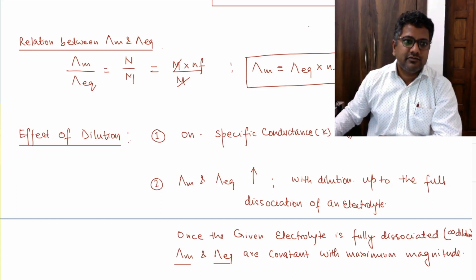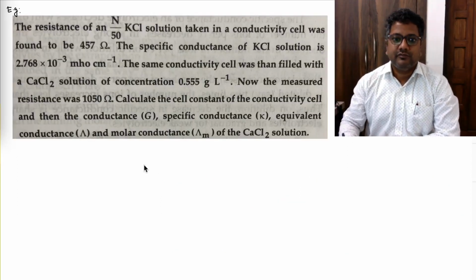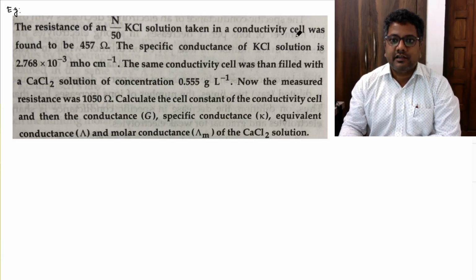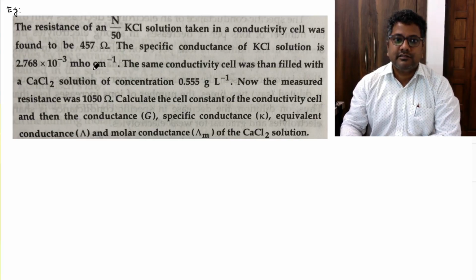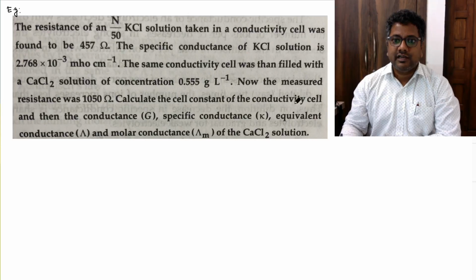Now let's do some problem. Now see the question, one example. The resistance of N by 50 KCl solution taken in a conductivity cell was found to be this. The specific conductance of KCl is this, per ohm per centimeter. The same conductivity cell was filled with CaCl2 solution at this concentration. Now the measured resistance was this. Calculate the cell constant of the conductivity cell.